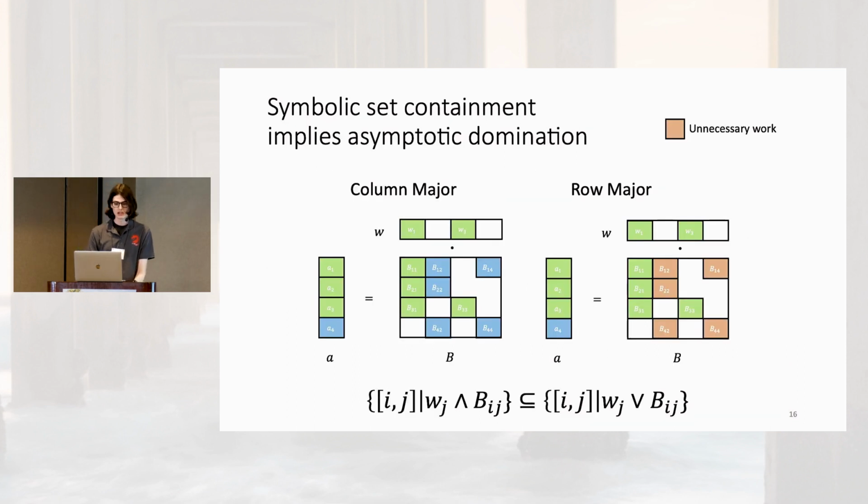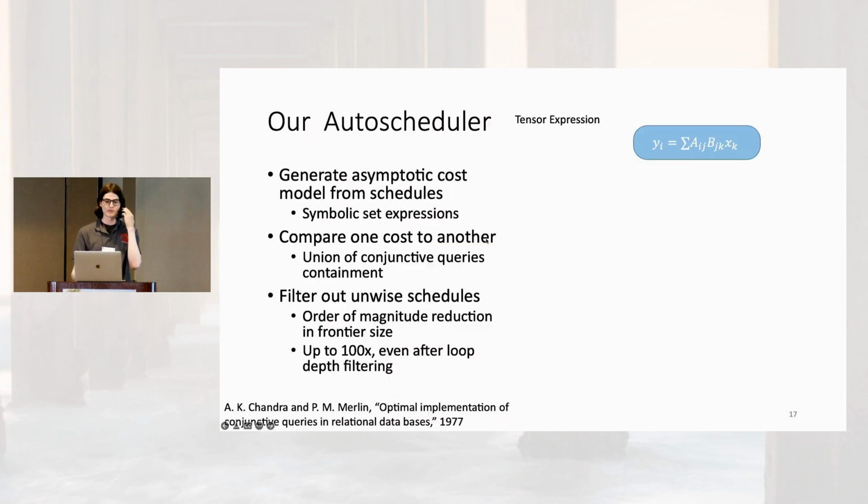So here we can use this to explain the example that I showed at the beginning of the talk. Our column major traversal iterates over all ij, where w and b are non-zero. And our row major traversal iterates over all ij, where w or b are non-zero. And so because the set of iterations that the row major program iterates over contains the set of iterations that the column major program does, we know that we should choose the column major one.